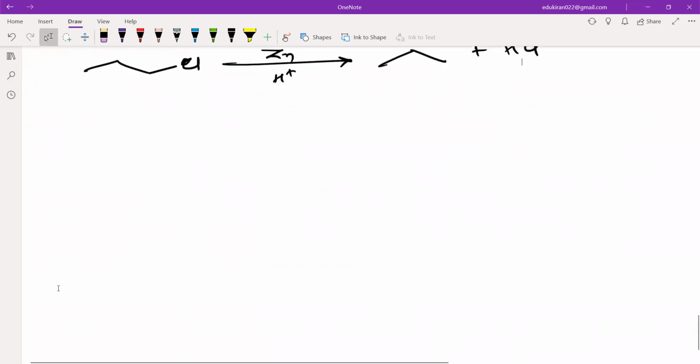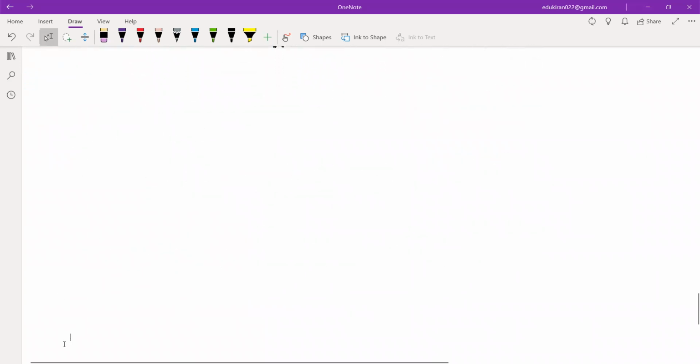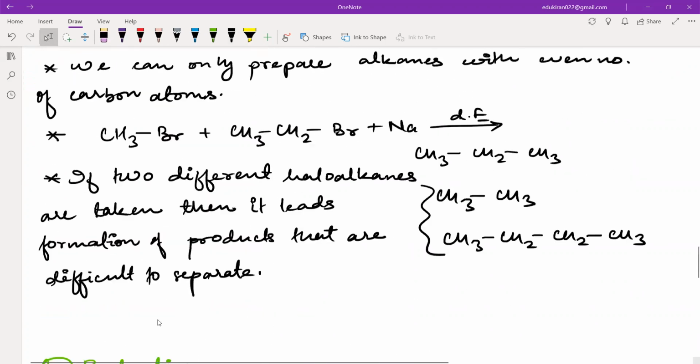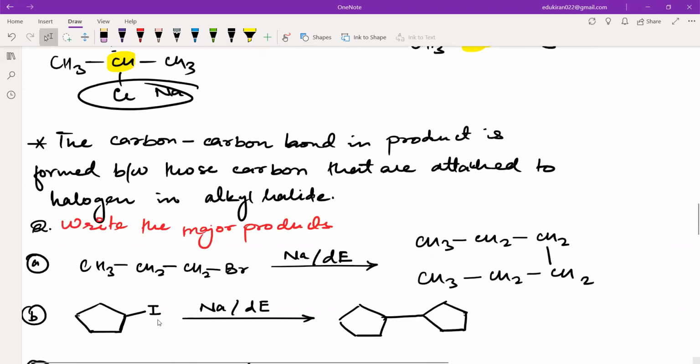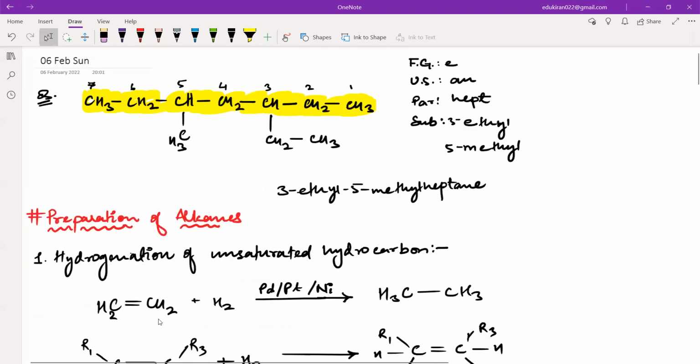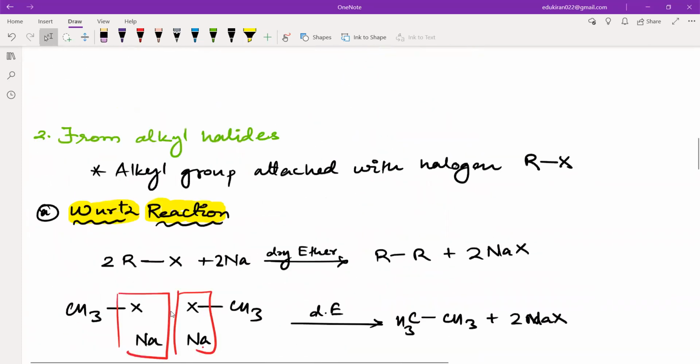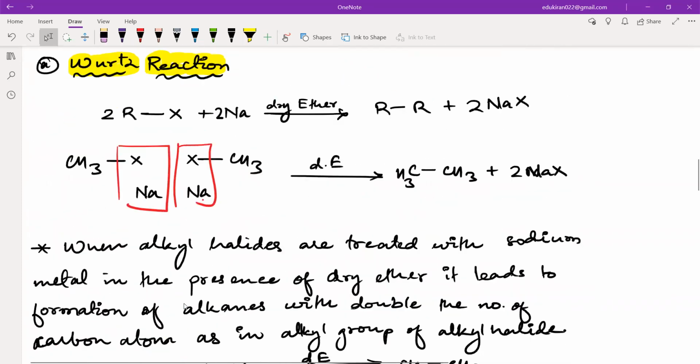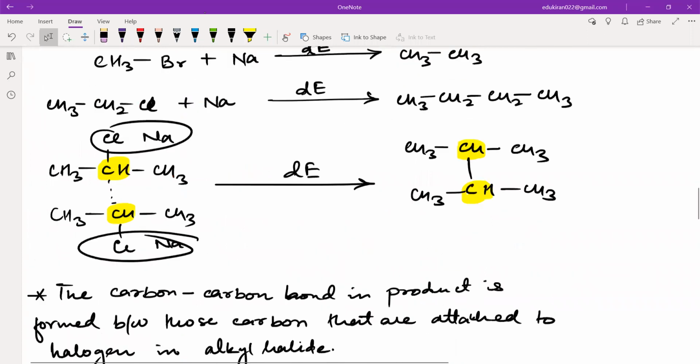Okay, right, next, that is decarboxylation, or preparation from carboxylic acid. So the first method of preparation was from unsaturated hydrocarbon. Second is from alkyl halide. We saw two methods, the Wurtz reaction, and then we saw reduction. Next is from carboxylic acid.